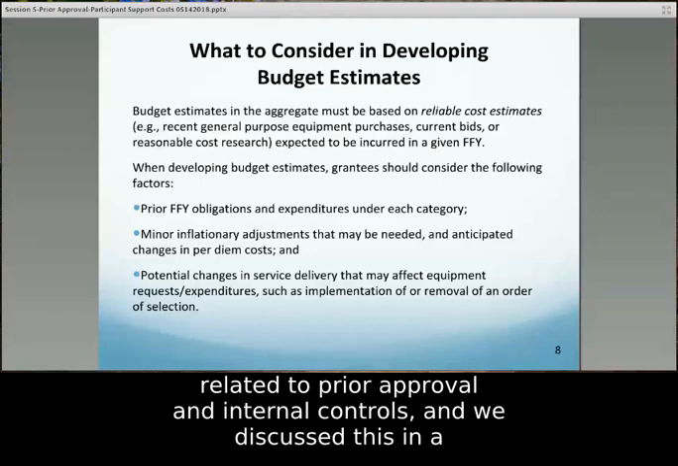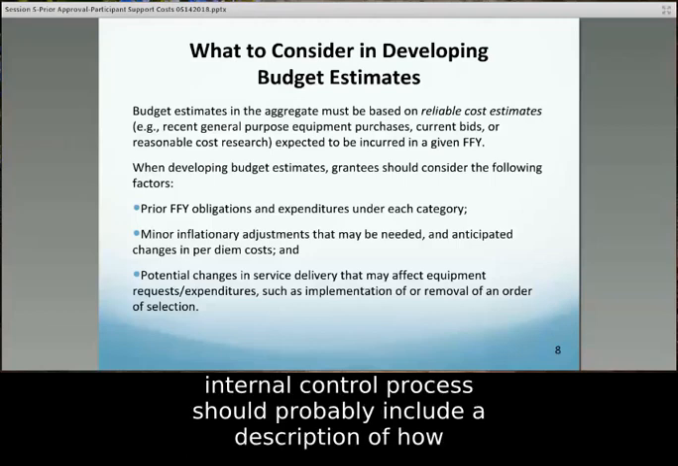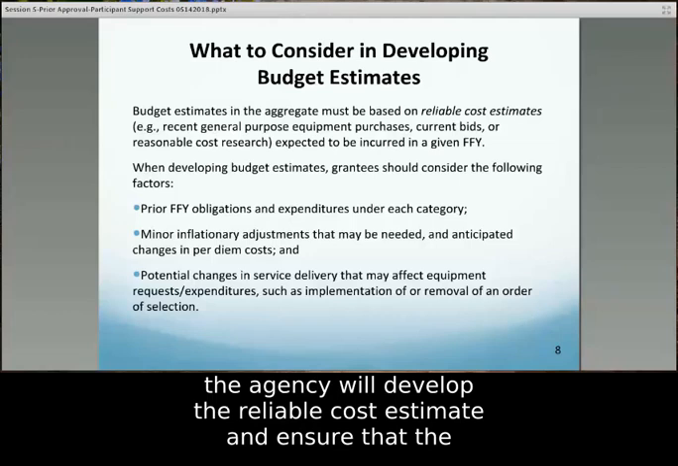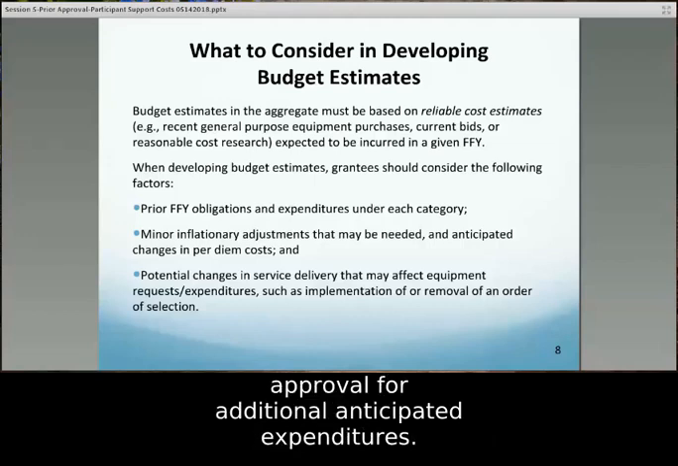And we discussed this in a little bit more detail in the first webinar on prior approval. An agency's internal control process should probably include a description of how the agency will develop the reliable cost estimate and ensure that the agency does not exceed the estimate without requesting additional prior approval for additional anticipated expenditures.